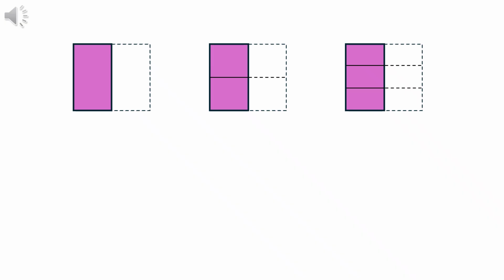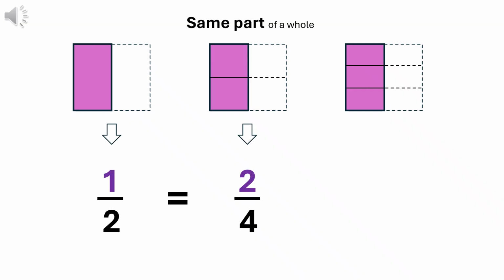Here's one more example. We have the same amount, but it's shown in different ways. 1/2 is the same as 2/4 and also the same as 3/6. Even though the numbers look different, the value is exactly the same.